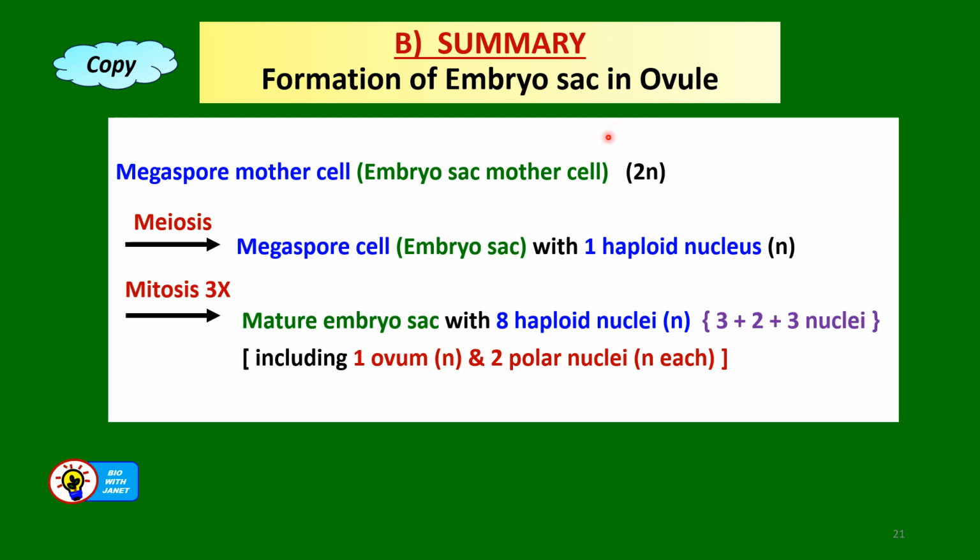So here's a quick summary of the formation of the embryo sac in the ovule plus the ovum or egg cell. Now you can copy this down on a piece of paper and stick it on the wall or the back of your door and constantly review to be able to memorize the terms here and the processes here.